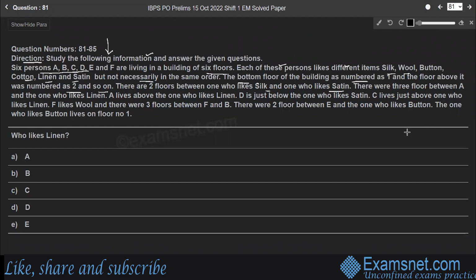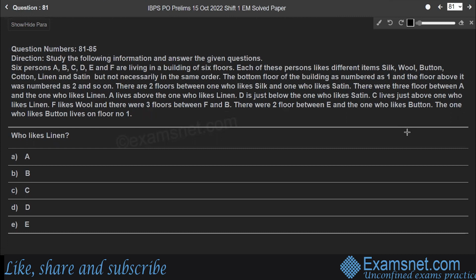There are 3 floors between A and the one who likes linen, and A lives above the one who likes linen. D is just below the one who likes satin, and C lives just above the one who likes linen, and F likes wool, and there are 3 floors between F and B. There are 2 floors between E and the one who likes button, and the one who likes button lives on the first floor. Then the question is, who likes linen?